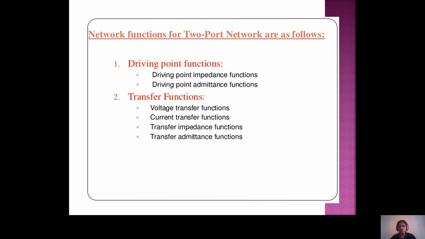Generally, in network functions for two-port networks, if there is one pair of terminals, then it is called a one-port network. If there are two pairs of terminals, that is called a two-port network. Already we discussed the open circuit impedance parameters and short circuit admittance parameters, and the basic relationship of these Z and Y parameters: when you know the Z parameters, how to find the Y parameters, and when you know the Y parameters, how to find the Z parameters.